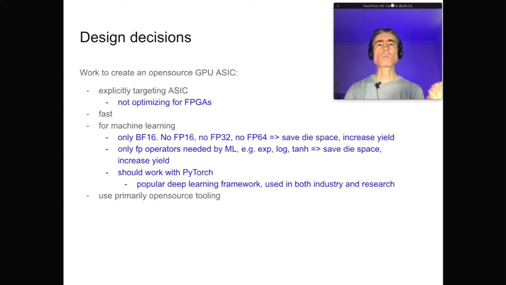Right, and then I wanted to work with PyTorch. There are a number of deep learning frameworks out there. TensorFlow is one, PyTorch is another, and there are others. I'm choosing PyTorch. I've used PyTorch a lot, I'm very familiar with it. It's used extensively in both industry and research. So this is my choice. That doesn't mean that we couldn't also get VeriGPU working on TensorFlow. I'm just only targeting PyTorch. And we wanted to use primarily open source tooling.